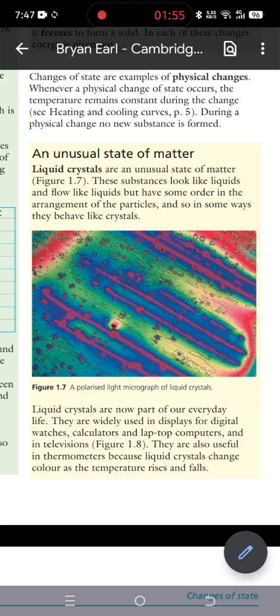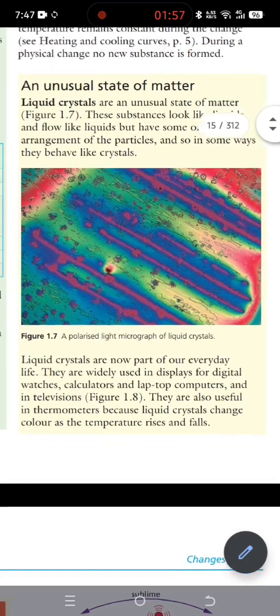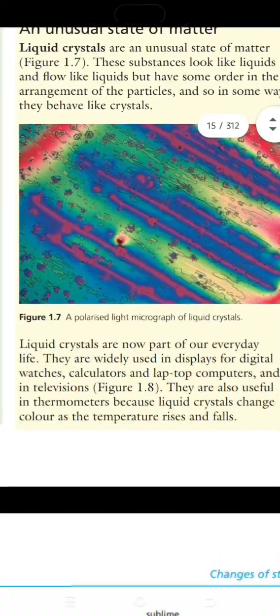They are also used in some thermometers that change color with temperature. When the temperature rises, liquid crystals change their arrangement, so they reflect different colors.